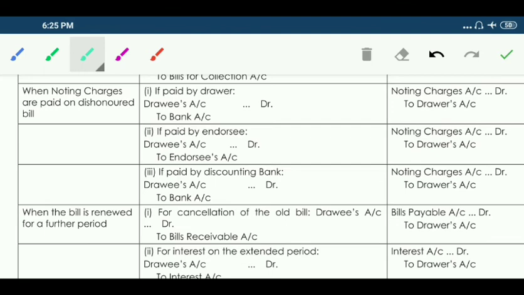Next, the third entry, if paid by the discounting bank. The entry is the same. The drawer's account is debited because he is the debtor to the bank account. Here also the same entry: noting charges account debit to drawer's account.